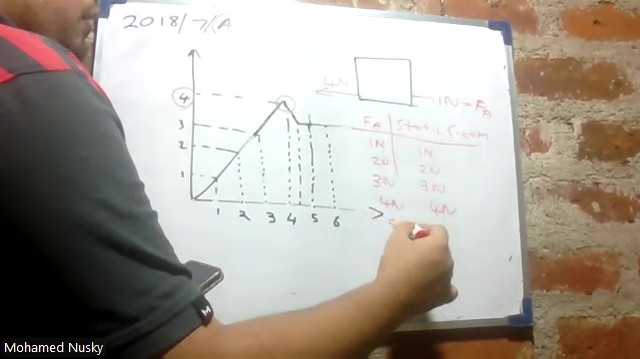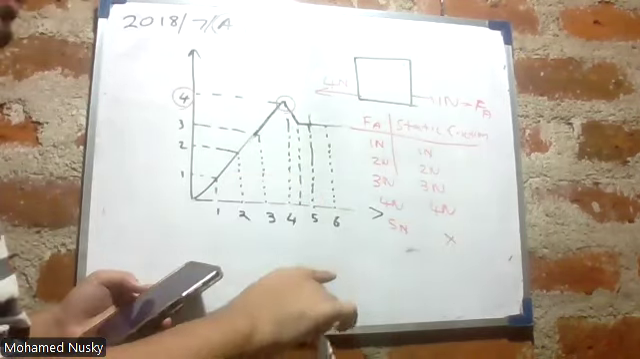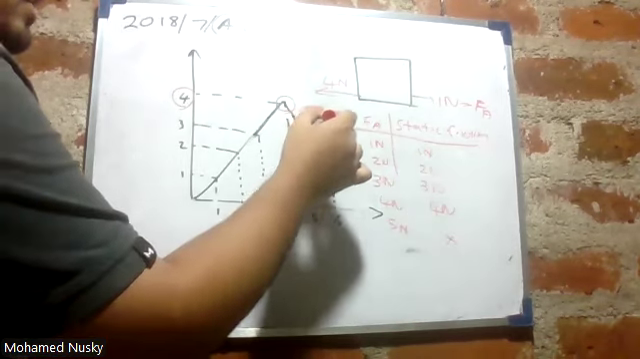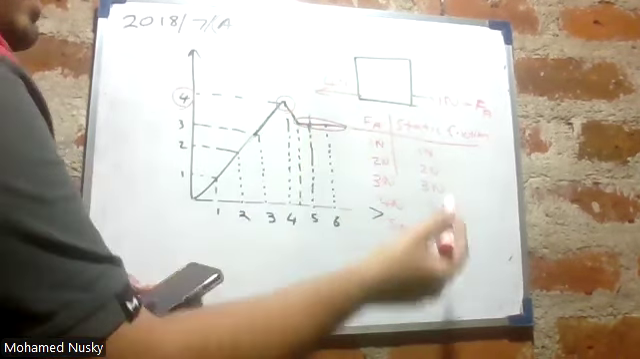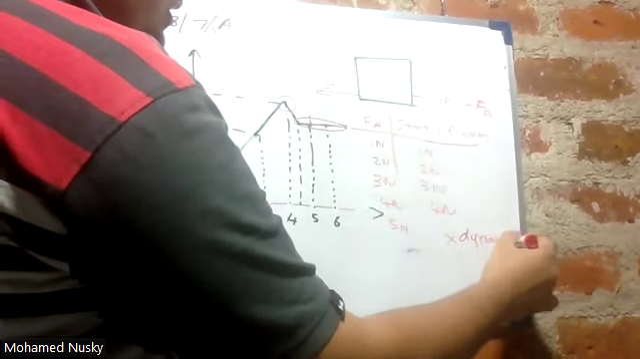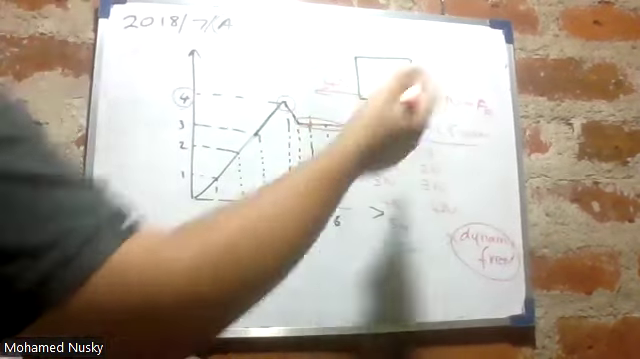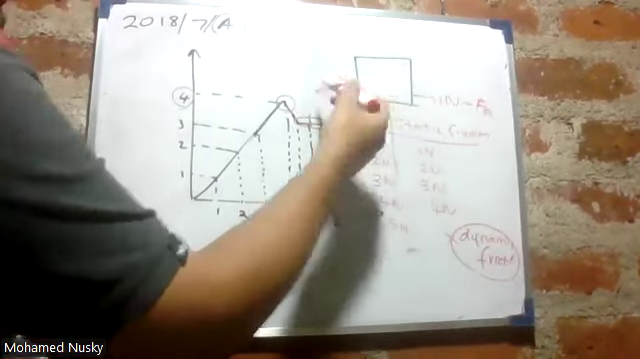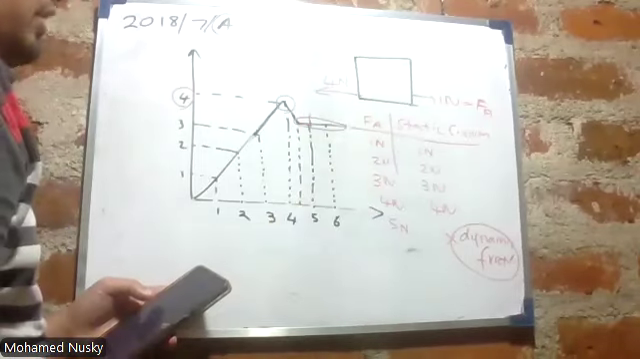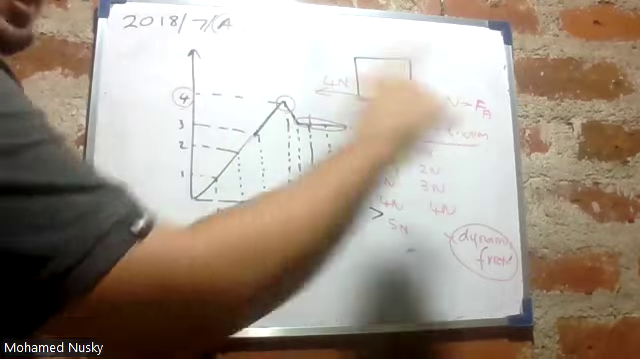But if the applied force goes beyond 4 Newton, there is no static friction. What friction will act? Here we have the dynamic part. Dynamic friction will be acting. When the given force is greater than the maximum static friction or the limiting friction, dynamic friction will be acting because the object will be in motion.